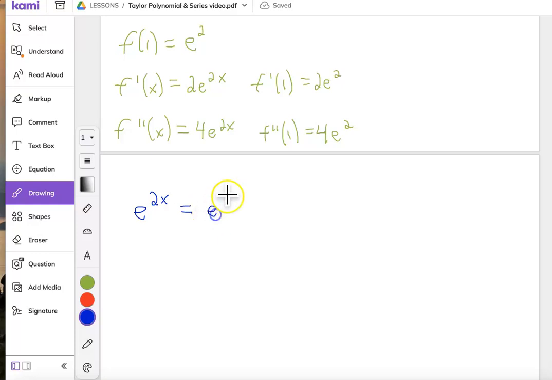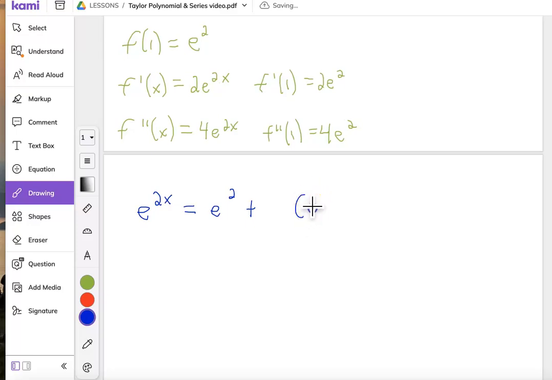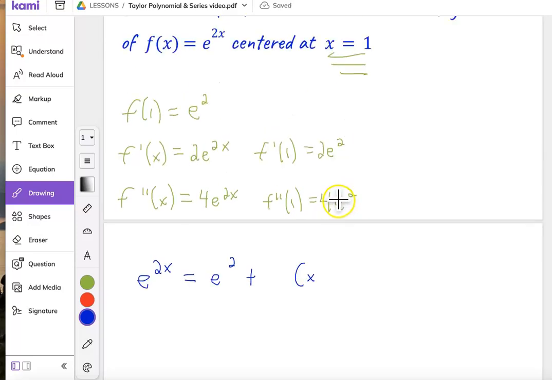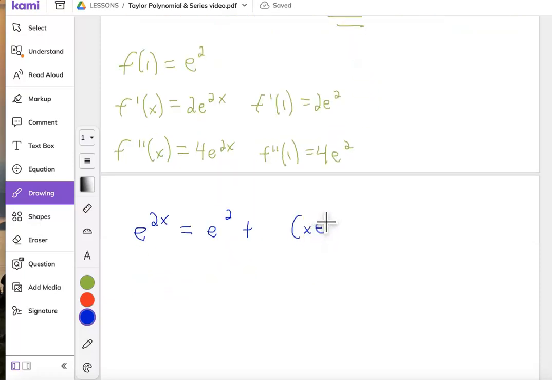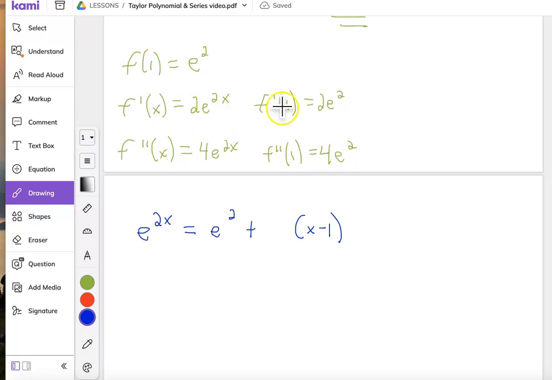And so now e to the 2x, the Taylor series centered at 1, would start with f of 1 first, just that constant. The next term would be the x to the first term, and because we're centering at 1, we would write x minus 1 to the first power, and in front of that would go f prime of 1, which was 2e squared.